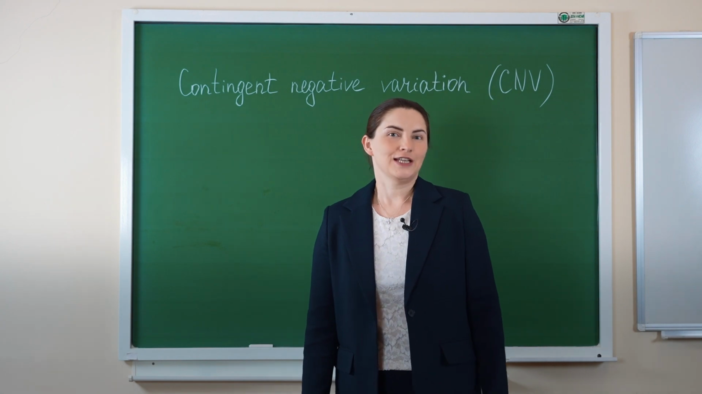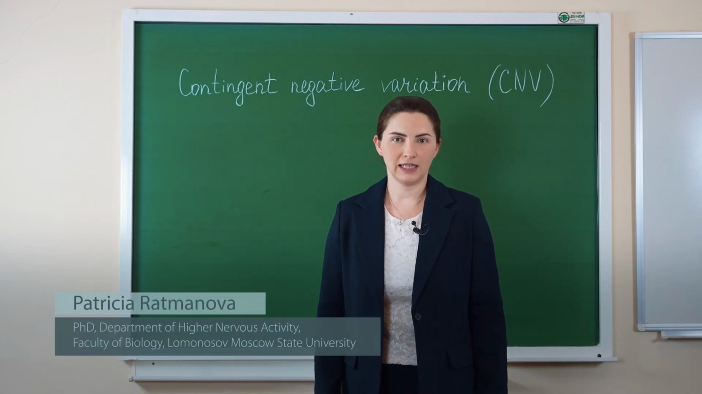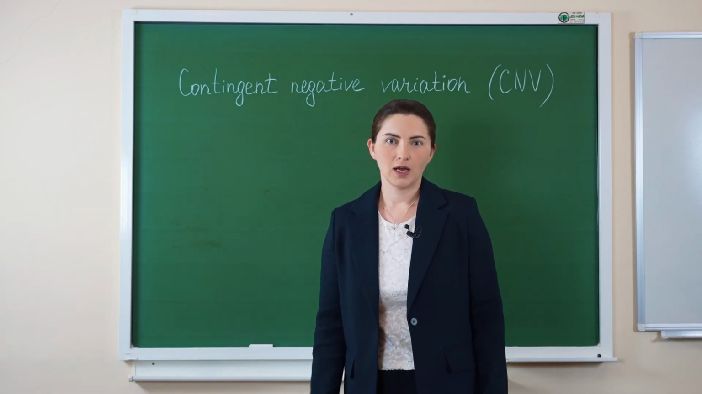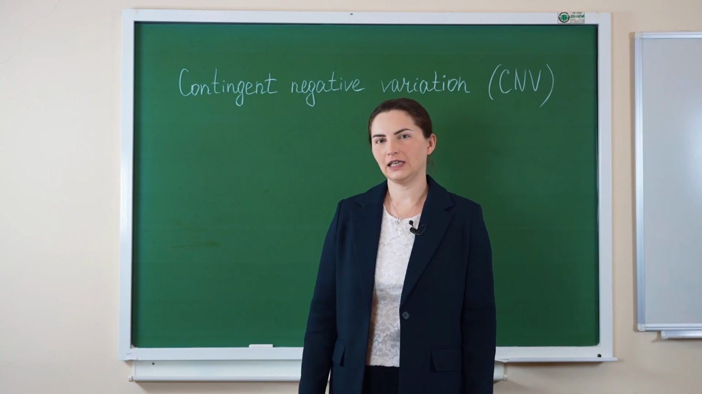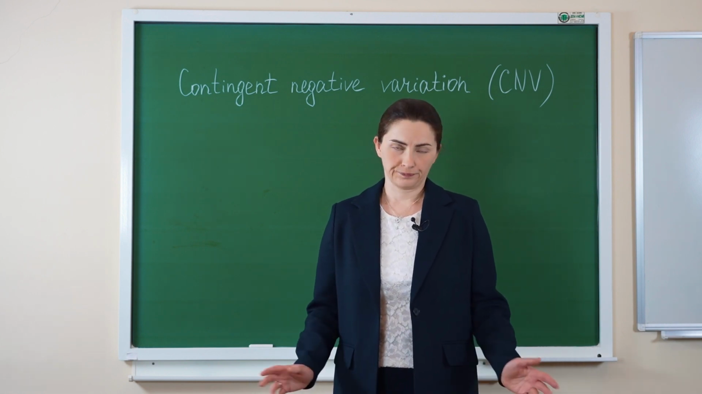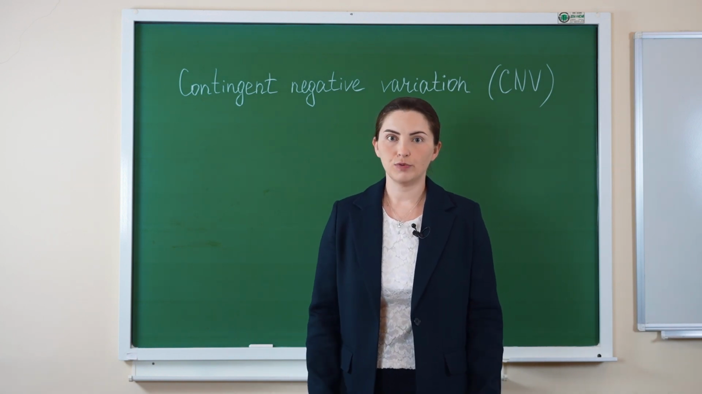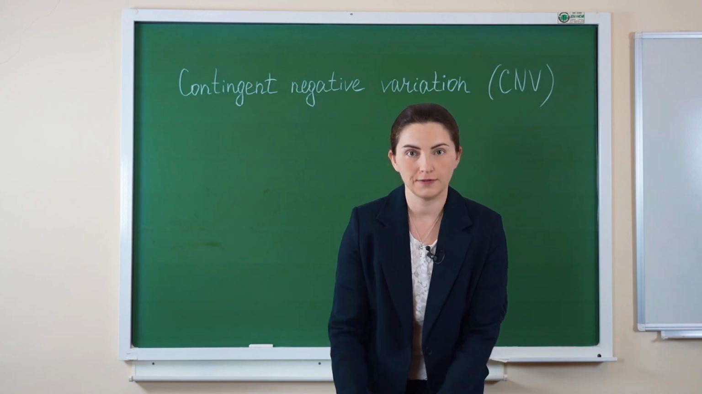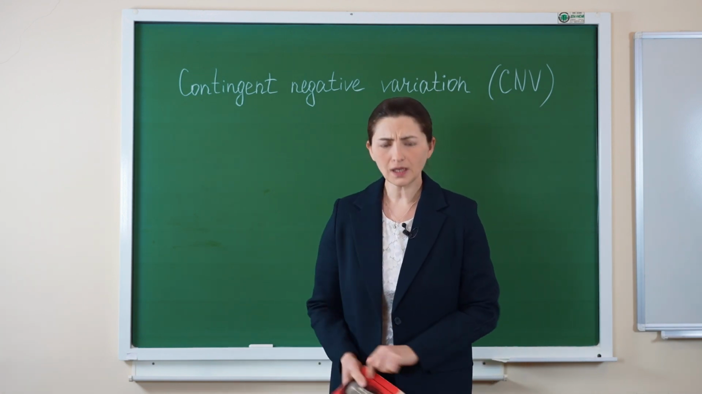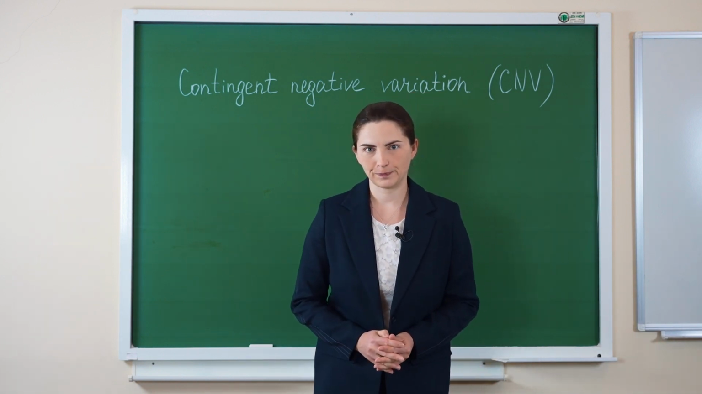Good afternoon. Today we're going to get acquainted with CNV, the contingent negative variation. CNV was first discovered by Gray Walter and has attracted a lot of attention from other researchers. A description of Walter's work can be read in his book The Living Brain, published in English. We'll now go into more detail about this experiment.